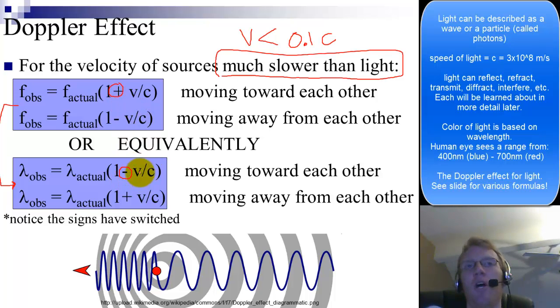Mathematically, this is just an approximation. It's not mathematically perfectly true. But again, if you're going much slower than the speed of light, then this approximation is valid. So the observed wavelength, if two things are moving towards each other, will be decreased, and the observed wavelength, if two things are moving away, will be increased. So if they're moving away, they get a longer wavelength.